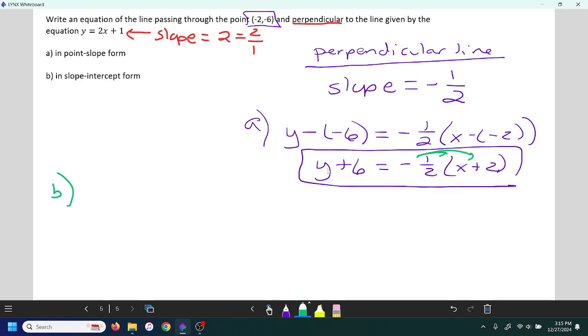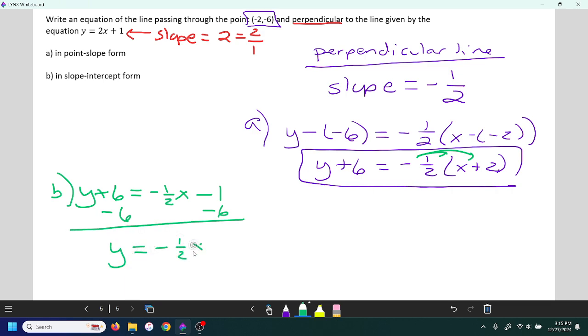So we'll want to distribute on the right side first. So we'll have negative 1/2 x. Then we have a negative times a positive, and we have a half times 2, so that's going to be negative 1. And then we just want to get y by itself then, so that it's in slope-intercept form. So subtract 6. And we have y equals negative 1/2 x minus 7.